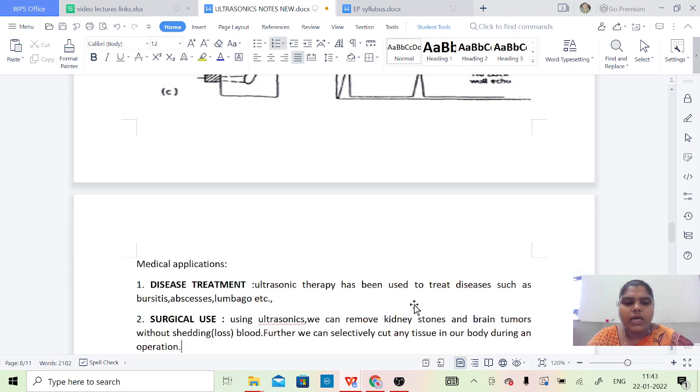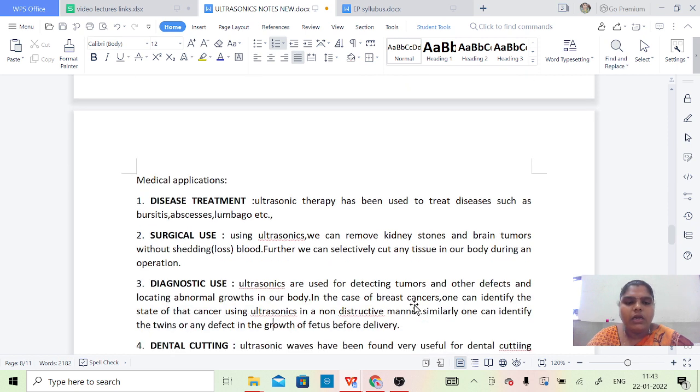Let us see the medical applications. First, disease treatment. Ultrasonic therapy has been used to treat diseases such as bursitis, abscess, lumbago, etc. Such diseases can be treated using ultrasonics. Next, surgical use. Using ultrasonics, we can remove kidney stones and brain tumors without shedding blood, that means without loss of blood. Further, we can selectively cut any tissue in our body during an operation using ultrasonics.